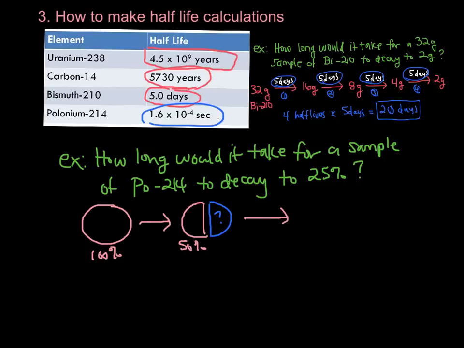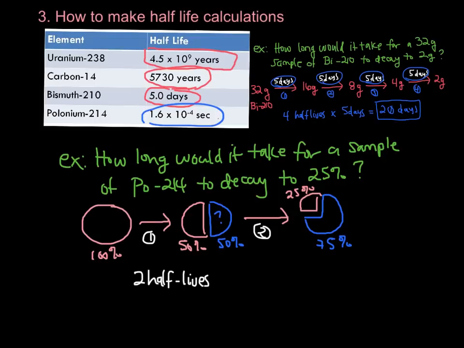And then after a second half-life, we would only have 25% polonium left over. So right here, we would have 25% polonium and 75% of whatever it's decaying into. So how long did it take for it to go from 100% to 25%? Well, it took 2 half-lives, right? 1 half-life, 2 half-lives.